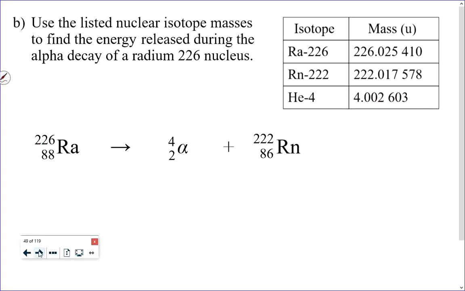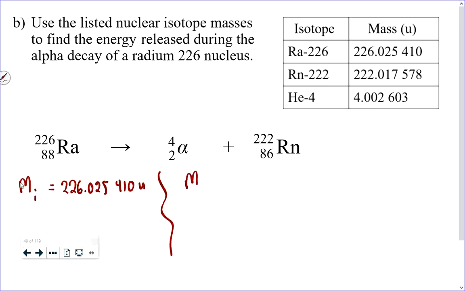The next question is, use the listed nuclear isotope masses to find the energy released. Well, let's just explore something here. I would like everybody to find the total mass before and the total mass after. And let's start by doing it in atomic mass units. So the radium-226, the mass before is that. There's nothing to calculate here. It's 226.025410 atomic mass units. I would like everybody to find the total mass after.